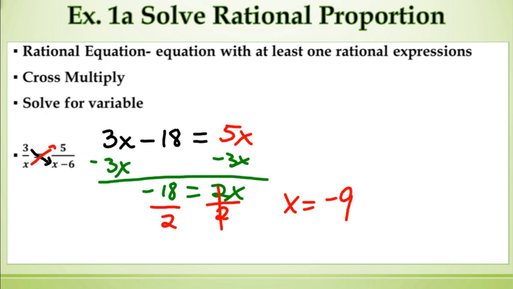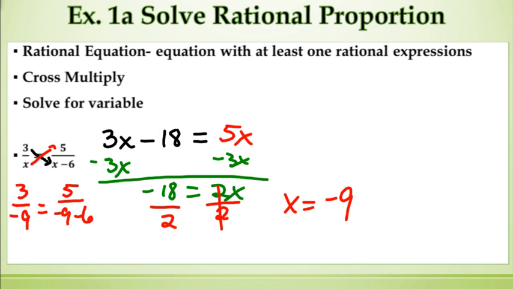Now here I do need to make sure that negative 9 does not make any of these rational expressions undefined, or you'll find out that they would be an extraneous solution, which just means they're undefined. The denominator cannot equal 0. So if I plug in negative 9 for x, I want to make sure that I don't have any undefined terms.